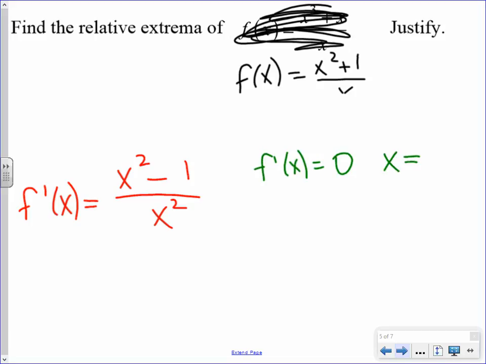When is our derivative equal to 0, Cole? It's equal to 0 at plus or minus 1. When is our derivative undefined, Josh? Okay, so we have 3 critical points.